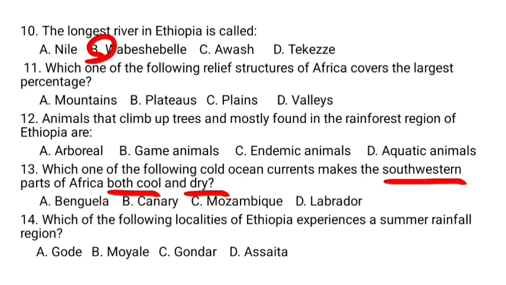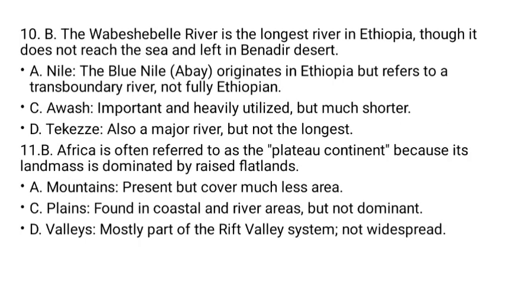Why is the Nile not? Because the Nile becomes longest by crossing the national border. It is a transboundary river, not fully Ethiopian. But the Wabi Shebele River is the longest river in Ethiopia, though it does not reach the sea and is lost in the Benadir Desert. Awash is important and heavily utilized, but much shorter. Tekeze also is a major river, but not the longest in the country.